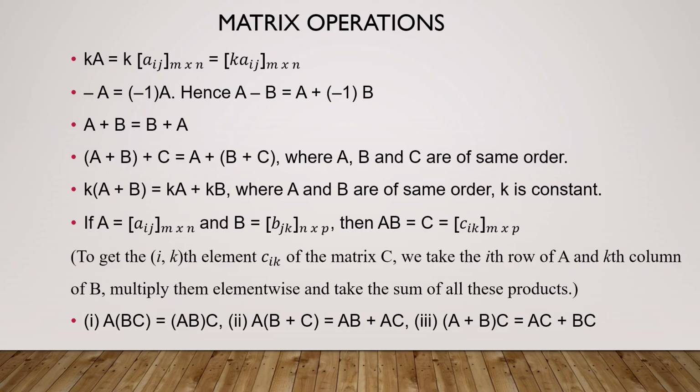Now to get these elements of C, suppose I want the ikth element of matrix C. We take the ith row of the first matrix A and we take the kth column of the second matrix B. We multiply them element wise and then you take the sum of all these products. It will be very simple as we see an example based on that. Some results follow which we generally have: A into B into C is AB into C. A into B plus C is AB plus AC. A plus B into C is AC plus BC.